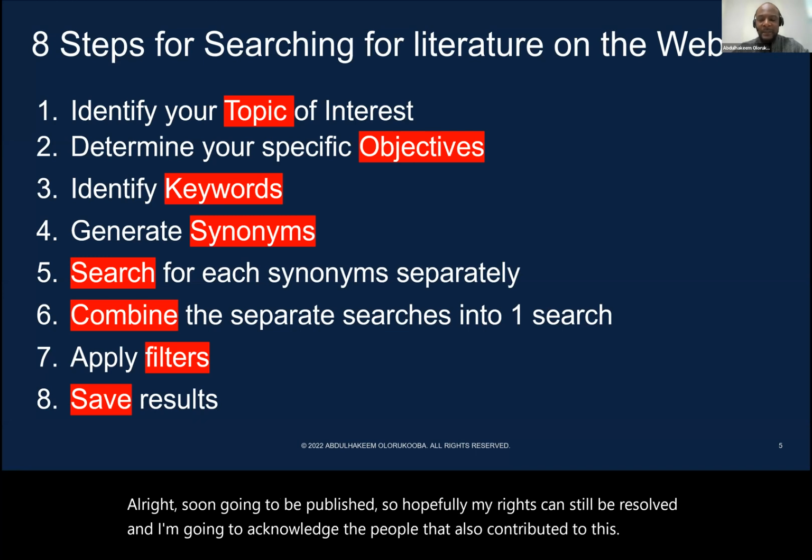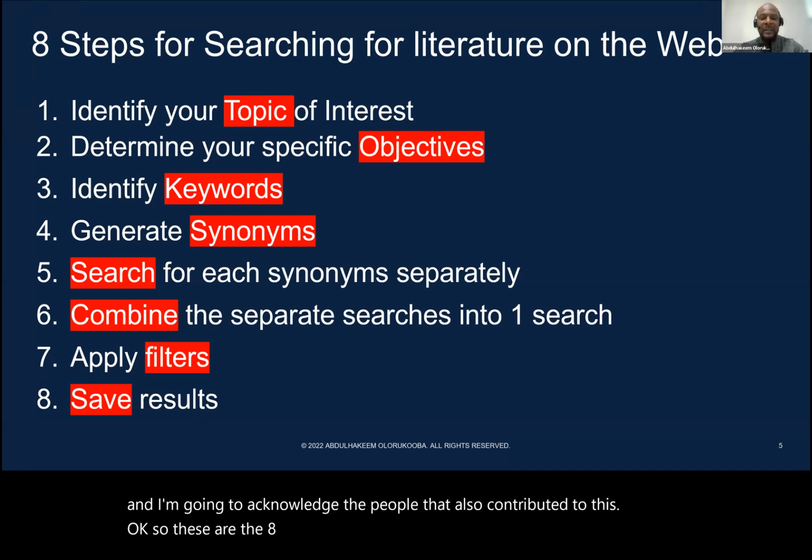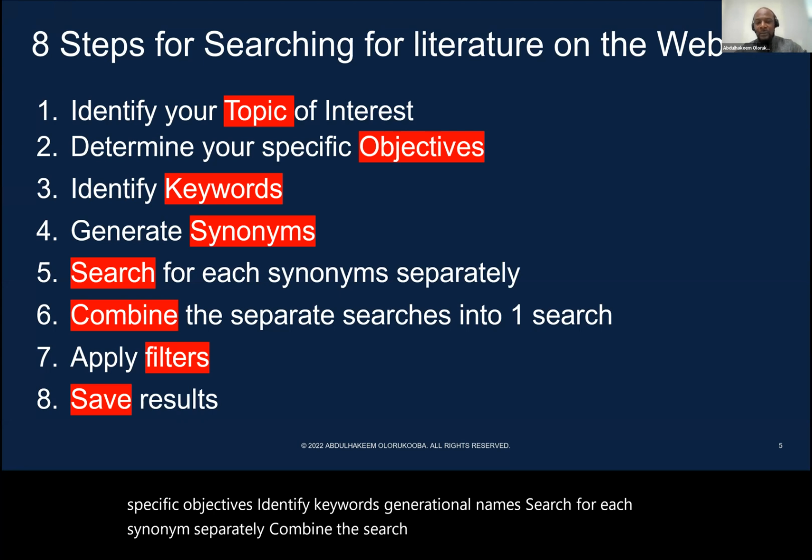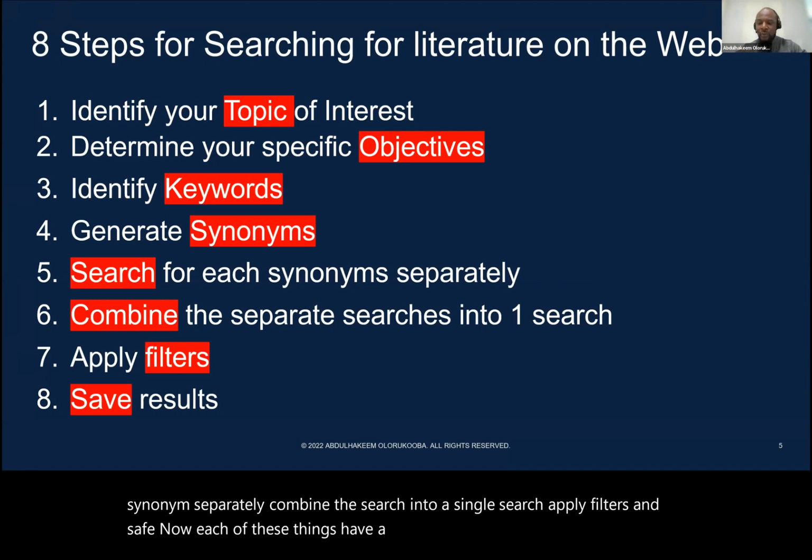Okay, so these are the 8 steps: identify your topic of interest, determine your specific objectives, identify keywords, generate synonyms, search for each synonym separately, combine the searches into a single search, apply filters, and save. Now, each of these has a way in which you need to do it, so we're just going to talk about that very quickly.